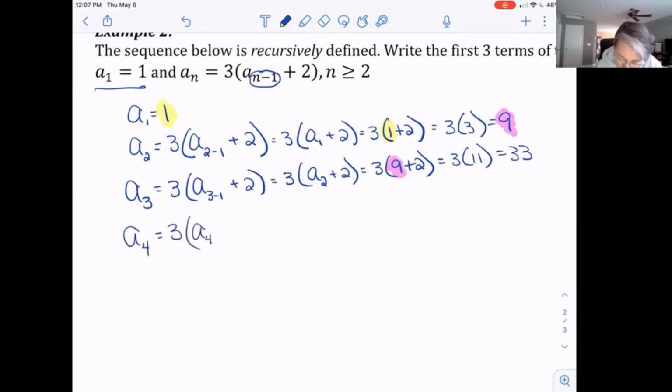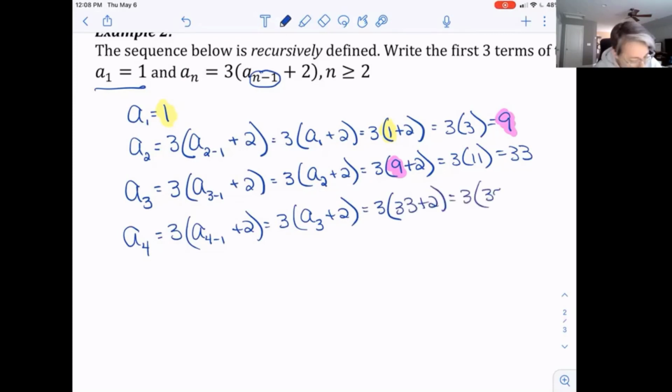3 times a sub 4 minus 1 plus 2 means we're looking at 3 times a sub 3 plus 2, the previous term. Our previous term was 33, so we plug in 33 plus 2. We get 3 times 35, which gives us 105.